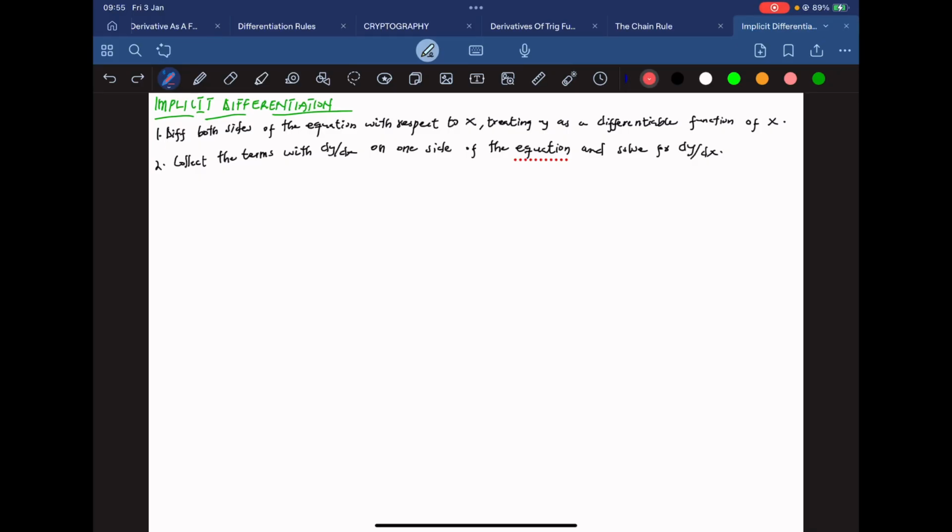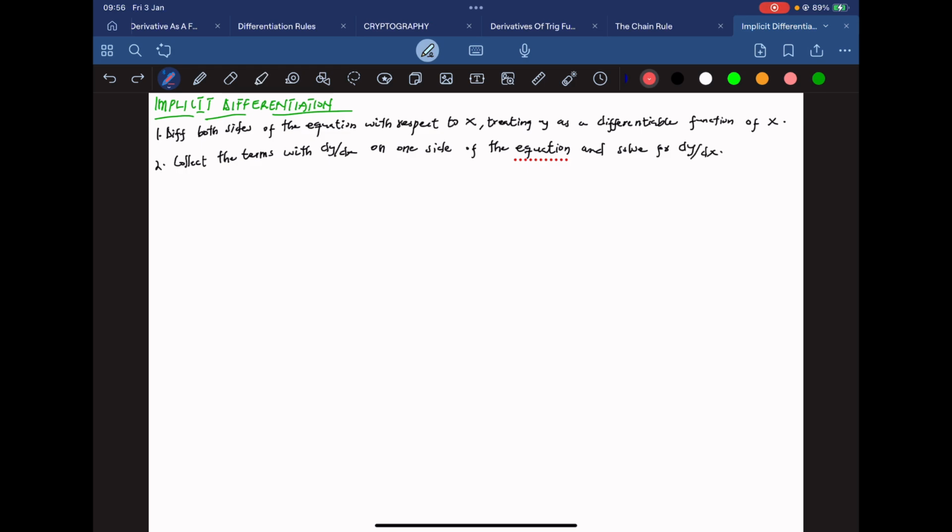Hello guys, in today's video we are tackling equations where y and x are so tangled together that you can't easily solve for y on its own. That's where implicit differentiation comes to the rescue. It is a powerful technique that allows us to find derivatives without needing to isolate y.